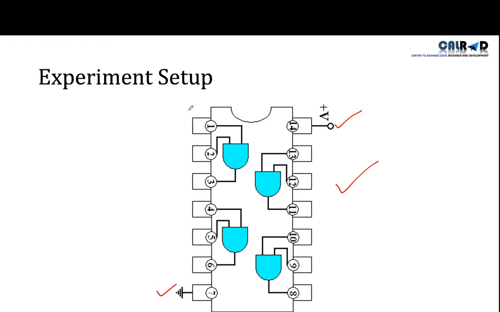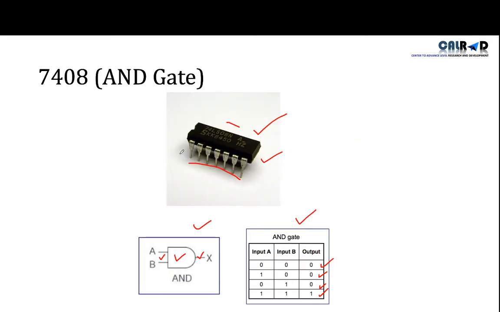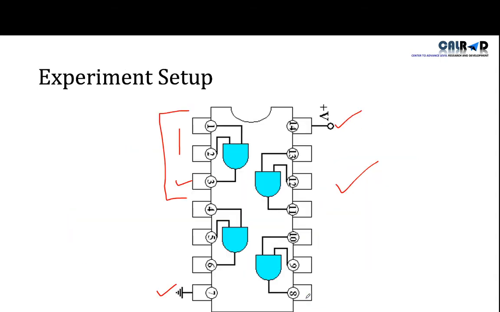Because we will be using only one gate, we will use pins 1, 2 and 3 only. Pin 3 for the output and pins 1 and 2 for the input. And what will be the inputs? The inputs will be 0 0, 0 1, 1 0 and 1 1. And we will check whether the output is the same as in the table or not.